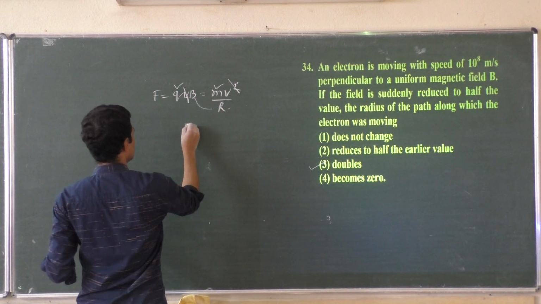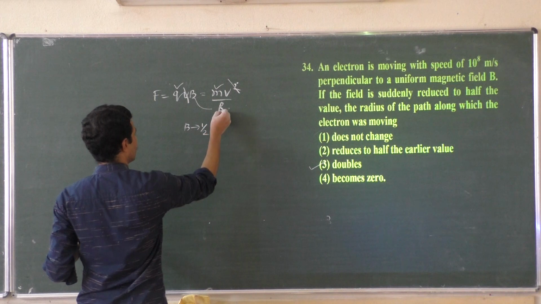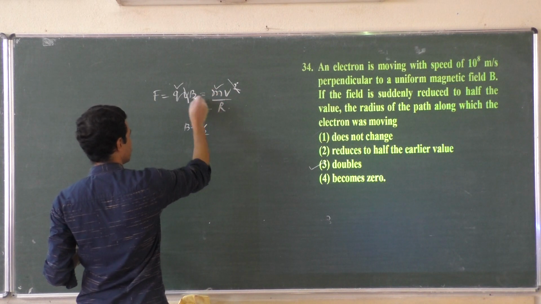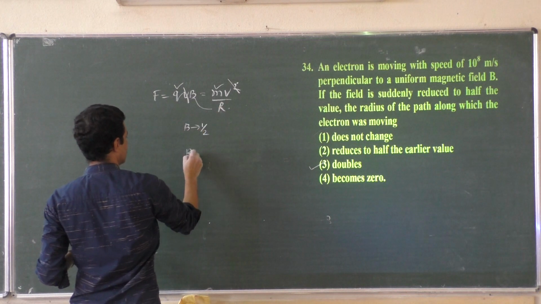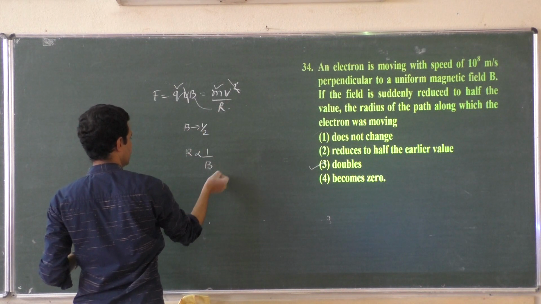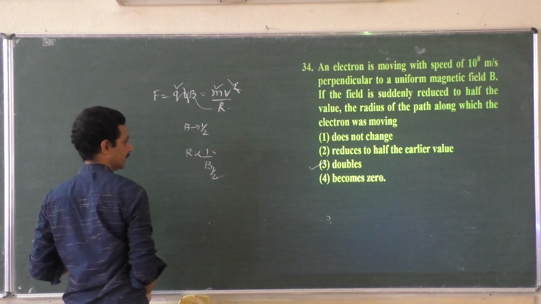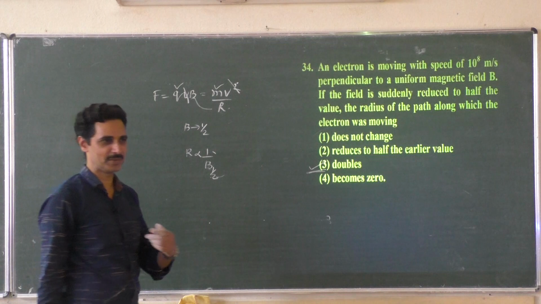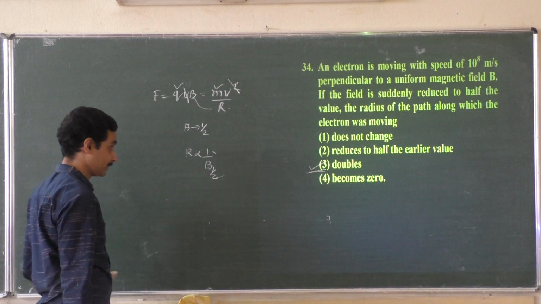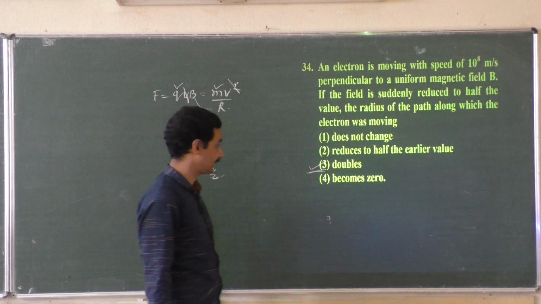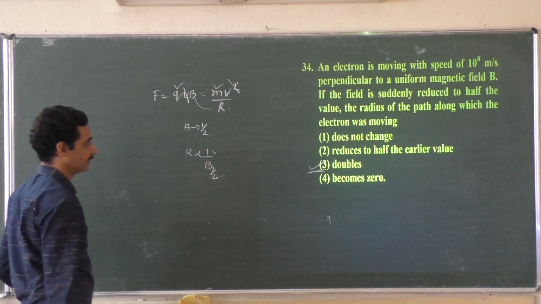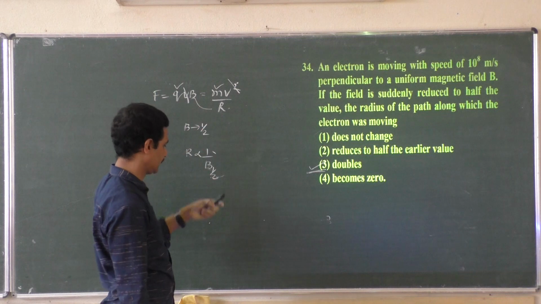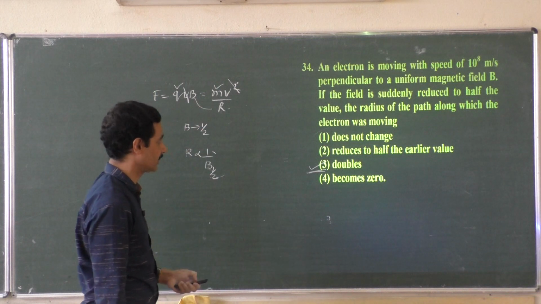If the field is reduced to half, R will get doubled, right? Because R is inversely proportional to B. If B is reduced to half, 2 comes to the numerator. It is doubled. It is the same as the previous one, right? So it's not the same as the previous one, only the marking is at the same place. It is doubled: the radius of the path along which the electron is moving will get doubled because they are inversely proportional when other things are constant.